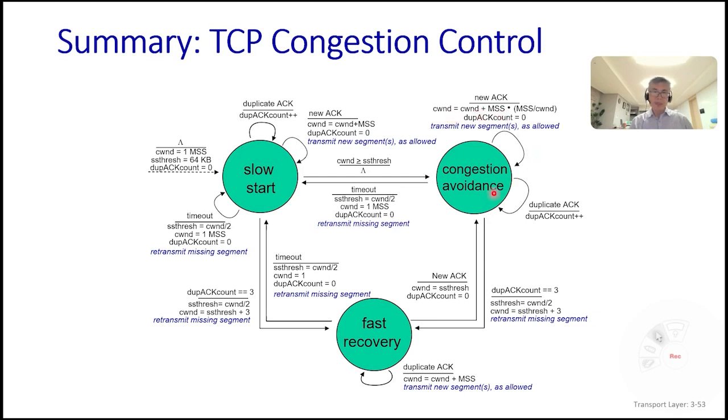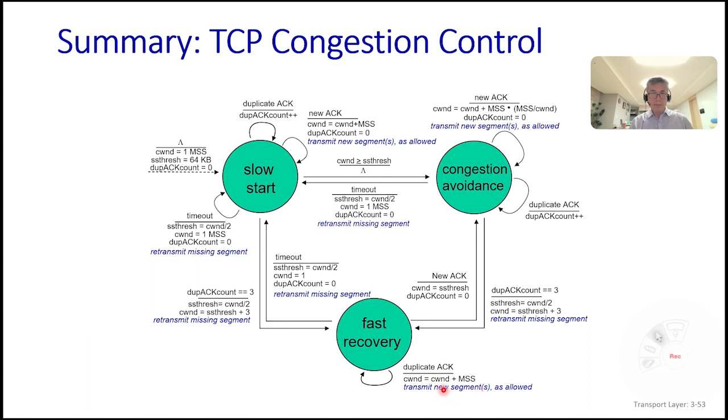In congestion avoidance, we count duplicate ACKs, and if the duplicate ACK count is 3, this goes to fast recovery. In that case, the slow start threshold is set to cwnd divided by 2, and cwnd is set to this value plus 3 segments, and then we retransmit the missing segment. Then we move to fast recovery on duplicate ACK. cwnd increases by one maximum segment, increasing linearly.